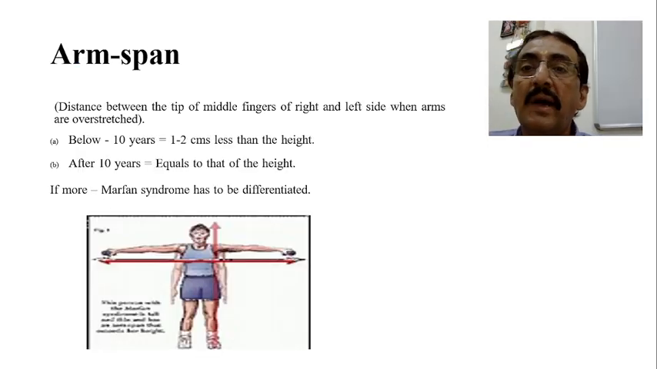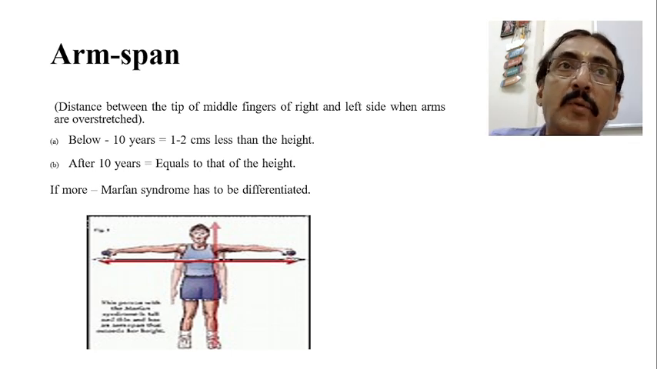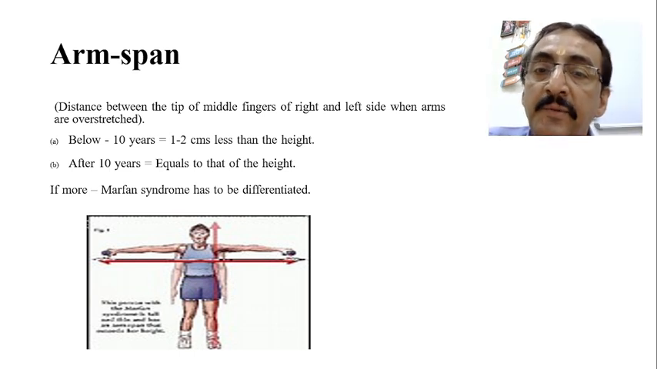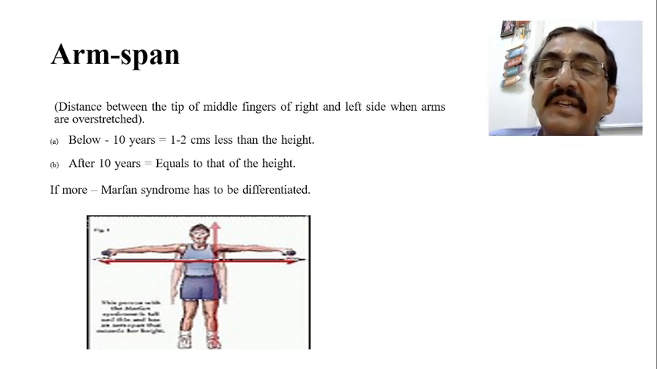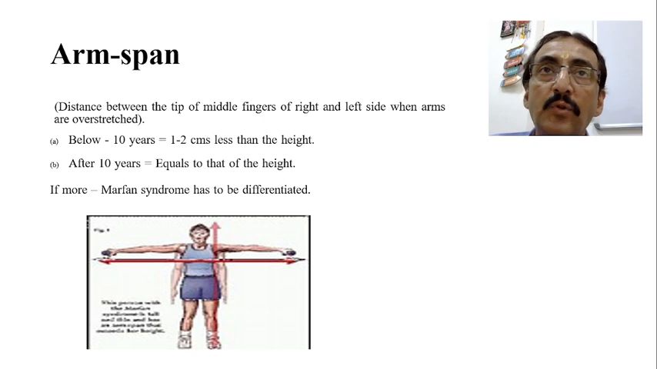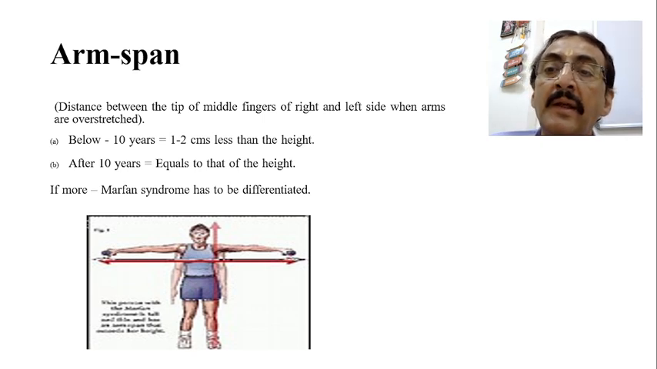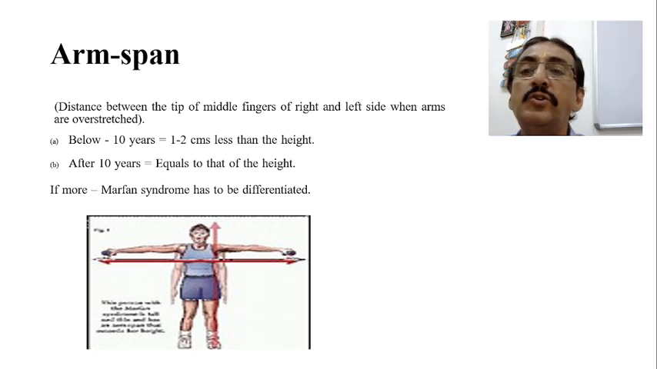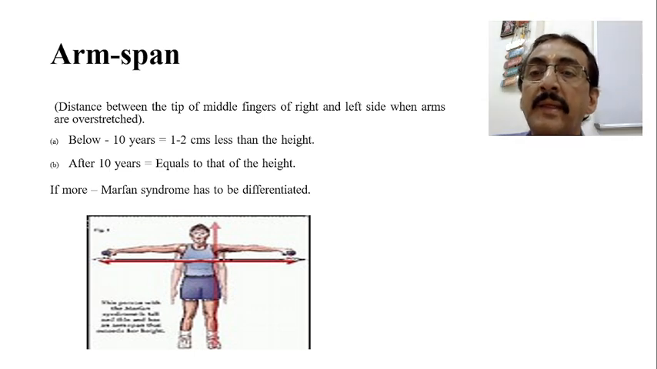Measurement of the arm span is also one of the very important criteria in the assessment of growth. What do you mean by arm span? Arm span is nothing but the distance between the tip of the middle finger of the right hand to the tip of the middle finger of the left hand when both hands are overstretched.